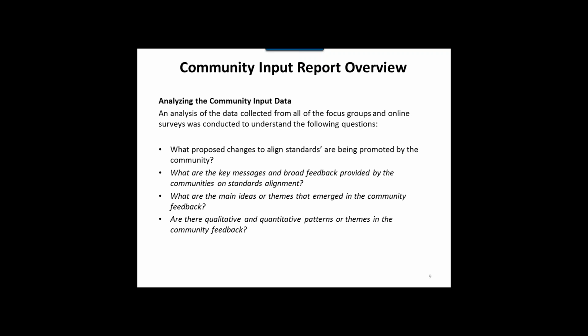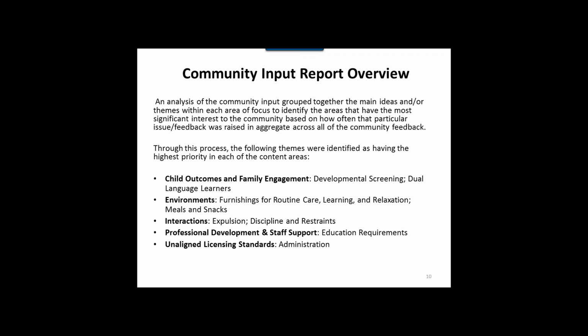So going to the next slide. It's where the significance data is showing us the particular topics that the community comments have been focusing on. And we identify specific topics per content area. As you see, for child outcomes it's developmental screening, and for family engagement it's more focused on dual language learners and how families will be informed, specifically families of dual language learners. And then environments is furnishings for routine care, learning, and relaxation.